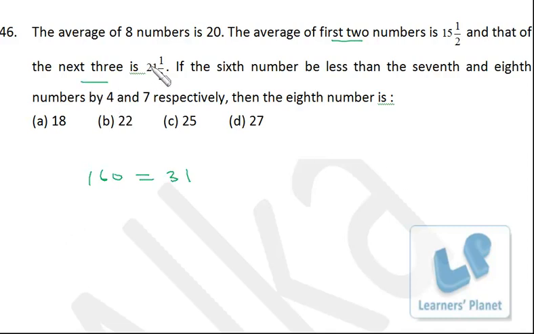For the next three numbers, the average is 21 and 1 by 3. 21 into 3 is 63, plus 1, 64 by 3. So that is the average of the next three numbers. So the total of the next three numbers will be 64, right? The sixth number I assume to be x. Then the seventh number is x plus 4 and the eighth number is x plus 7, because the sixth number is less than the seventh and eighth number by 4 and 7 respectively. So if the sixth number is x, the seventh is x plus 4 and the eighth is x plus 7, right?